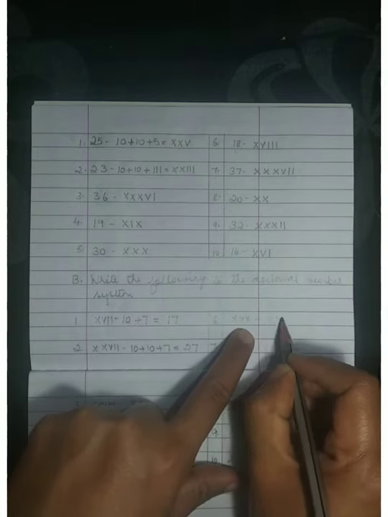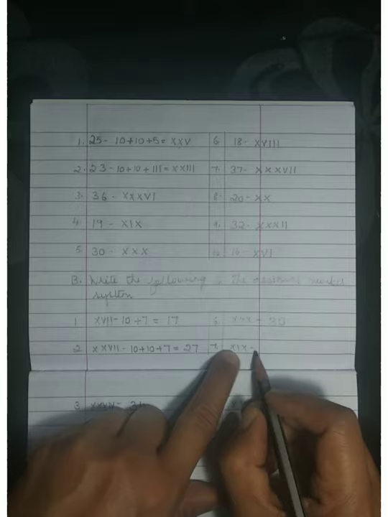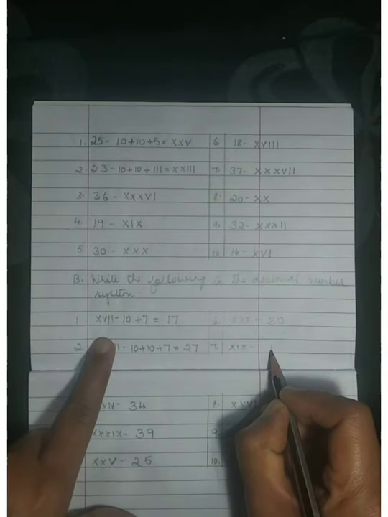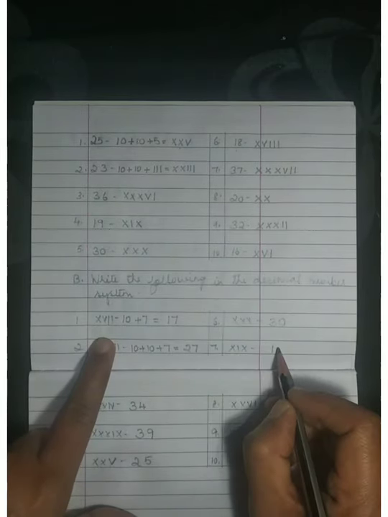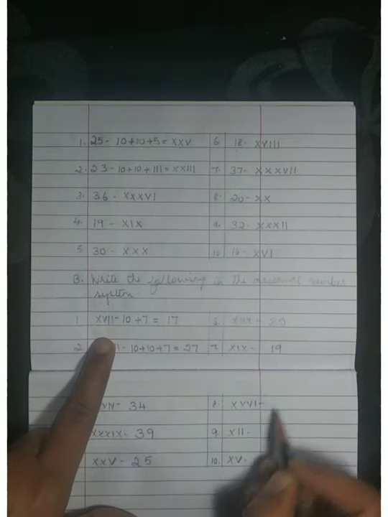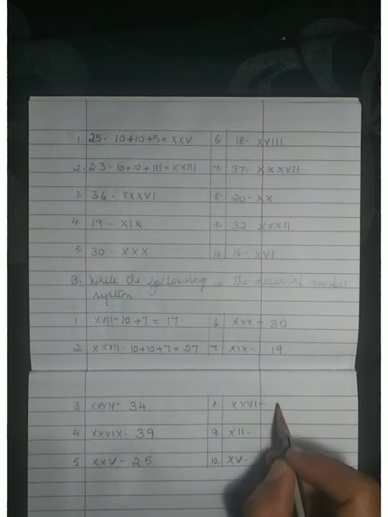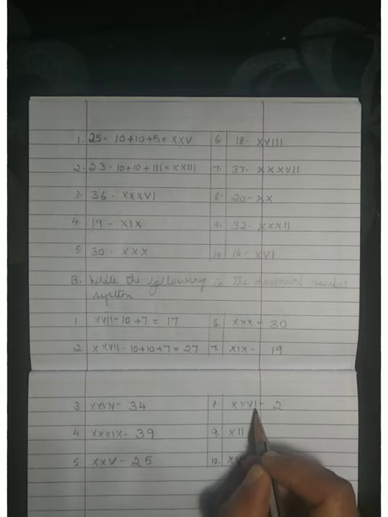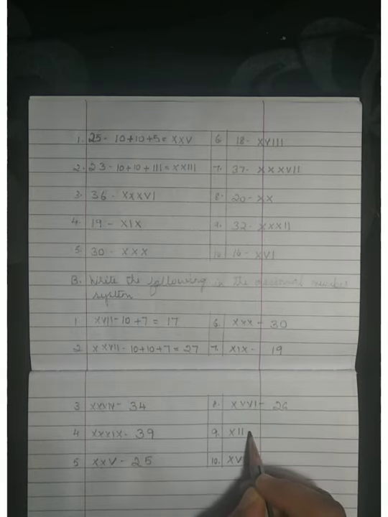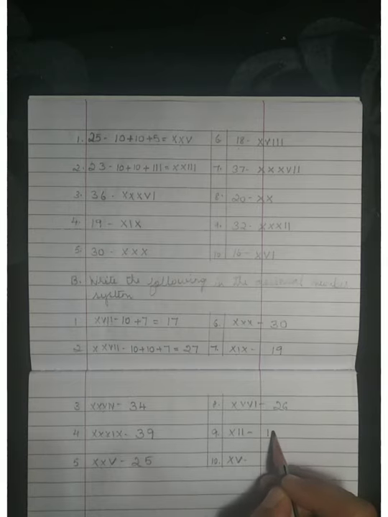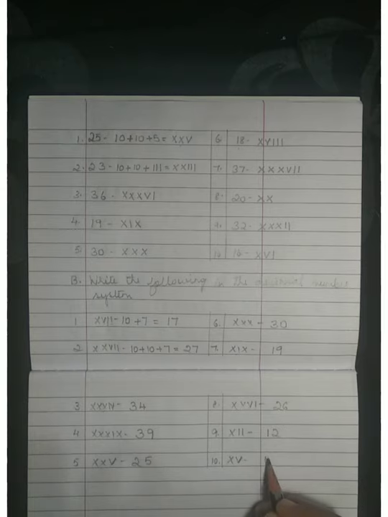So 3, 0, 30. Then comes X once, 10. Then it is IX, 9, 19. XX 20. VI 6, 26. X once, so 10. II 2, 12. X once, V is 5. Good. So this is how we have finished the B main.